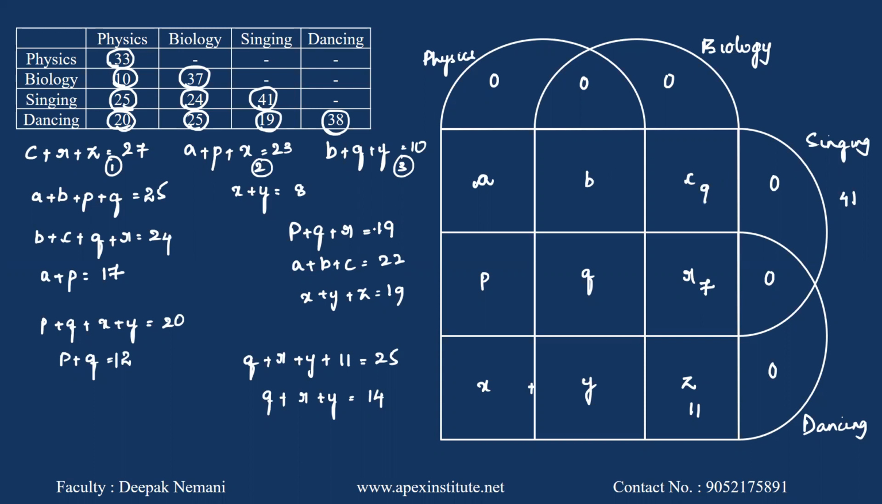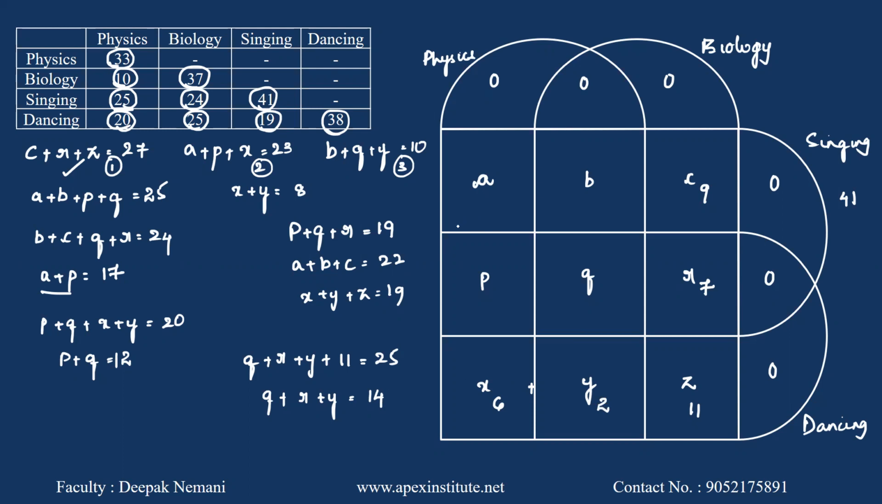Then what do we have? We have used this. Then R plus Z anywhere. P plus Q, A plus P. So A plus B is equal to 17. A plus P plus X is equal to 23. So the value of X should be 6. So X plus Y is equal to 8. Value of Y should be 2.